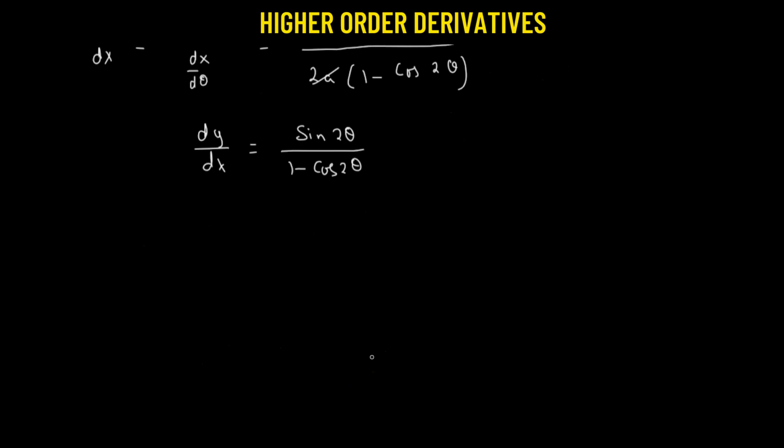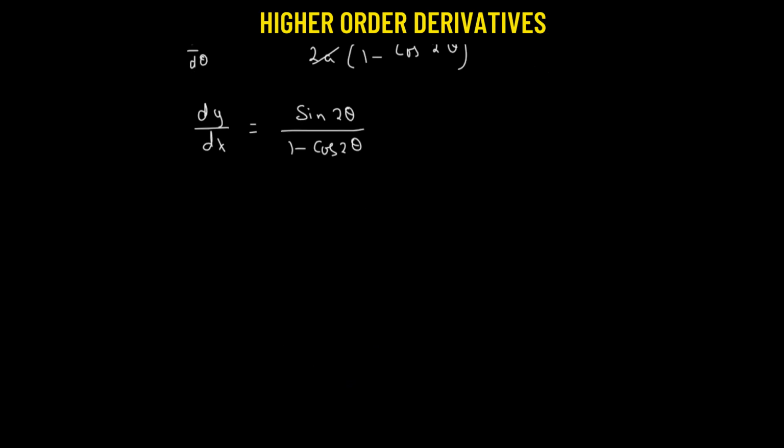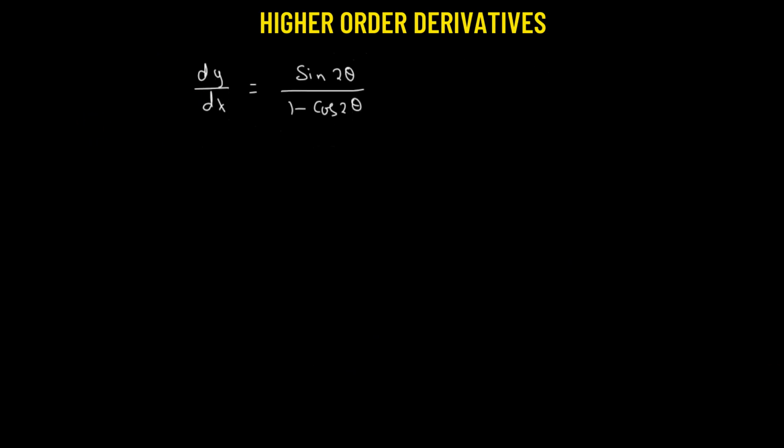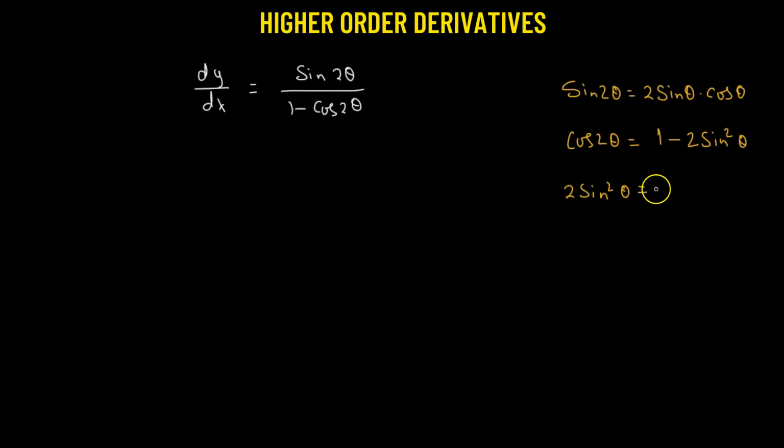We can further simplify this because we have a few trigonometric identities. So let's state them. Sine 2 theta can be expressed as 2 times sine theta times cosine theta. And cosine of 2 theta is given by 1 minus 2 sine squared theta, which means 2 times sine squared theta is going to equal 1 minus cosine of 2 theta.